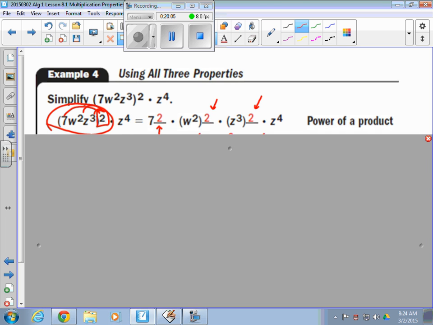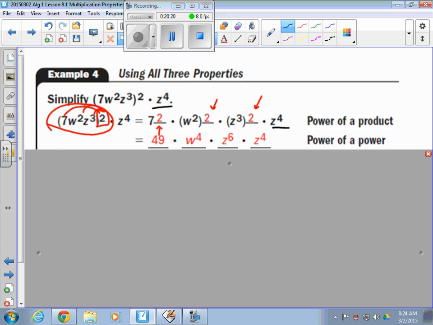Then the last part is times z to the fourth. Notice that's just written on the end. That's not getting squared. Don't square that. So 7 squared we know is going to be 49. W squared squared is w to the 2 times 2, which is w to the fourth. Z to the third to the second is z to the 3 times 2 again. It's not fifth. It's not plus. It's z to the sixth. And then z to the fourth just comes down.